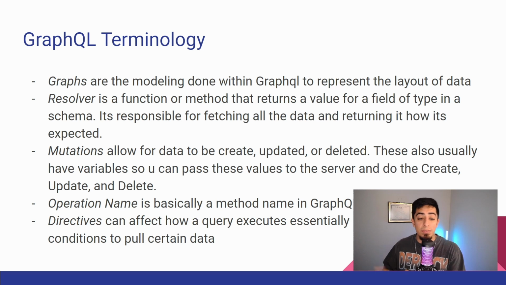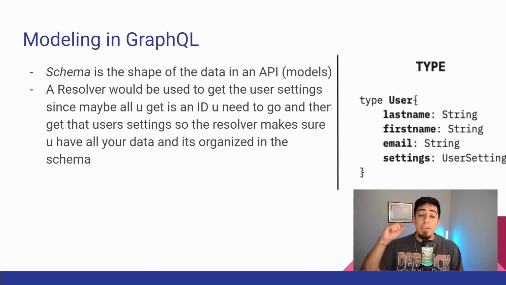Then we have directives. Directives can affect how a query executes, essentially having to match conditions to pull certain data. Next, we have modeling in GraphQL. So we have schema, that is the shape of the data in an API. So this would be like your models or your DB context, anything that says about the structure of your data, that is your schema. So a resolver would be used to get the user settings. Since maybe all you get is an ID, you need to go and then get that user settings. So the resolver makes sure you have all the data and it's organized in the schema.